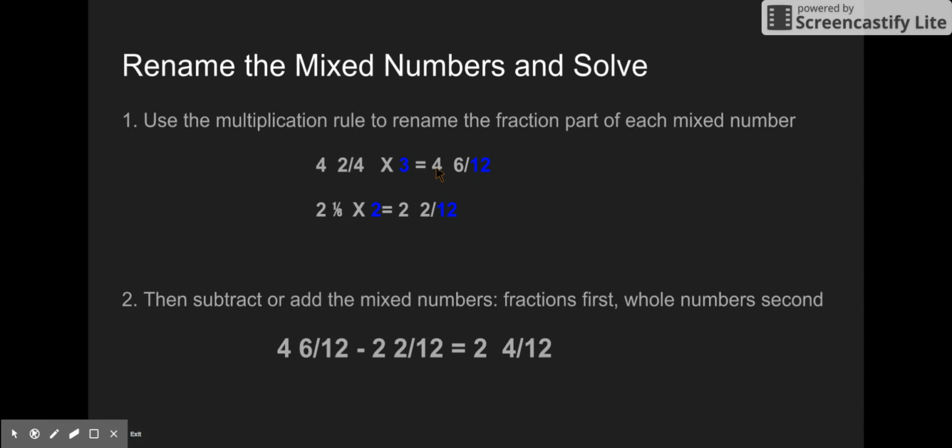So our new mixed numbers, 4 6/12 and 2 2/12, may now be added or subtracted. In this case, we're asked to subtract. So we're going to subtract fractions first, whole number second. 6/12 take away 2/12 equals 4/12. 4 take away 2 equals 2. Our final answer, 2 4/12.